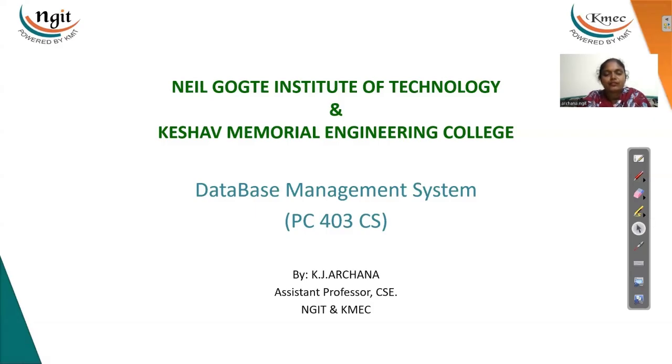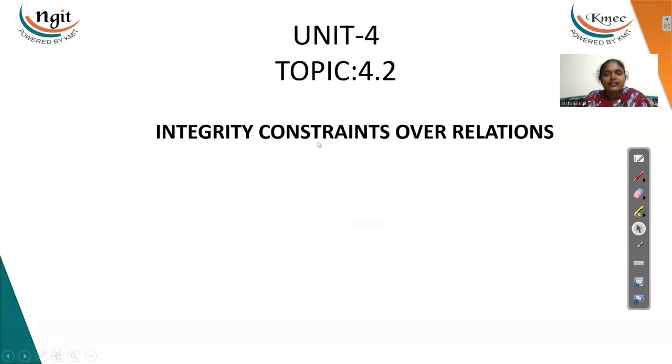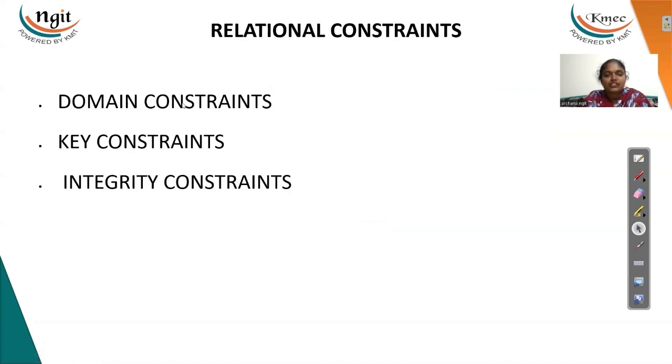Today we will be discussing unit 4, topic 4.2, integrity constraints over the relations. In the previous video we discussed what a relation is and the various terminology related to relations. Now let us see what a constraint is. A constraint is nothing but a rule which is specified on one particular data element. This helps us achieve data integrity with respect to the data stored in the database. We don't want it to violate any rules which are specified upon the data.